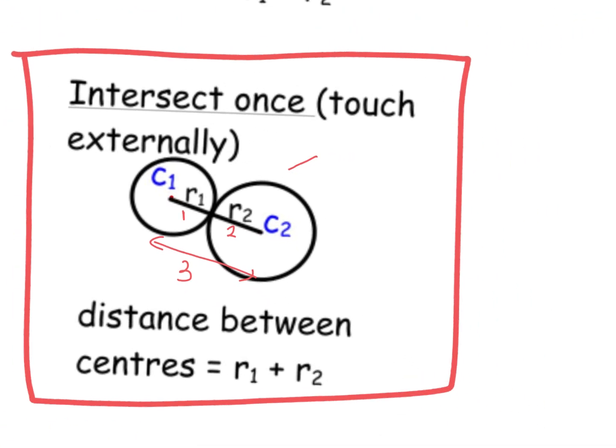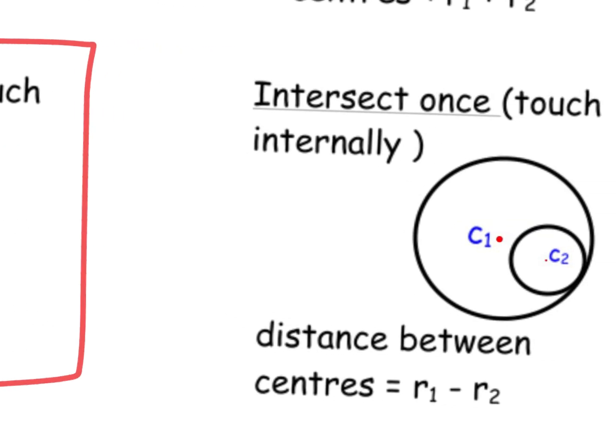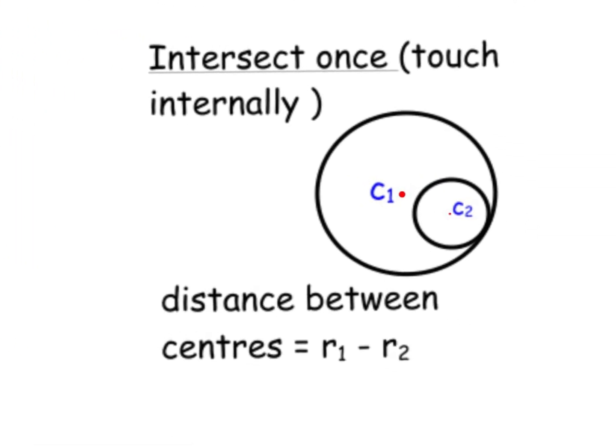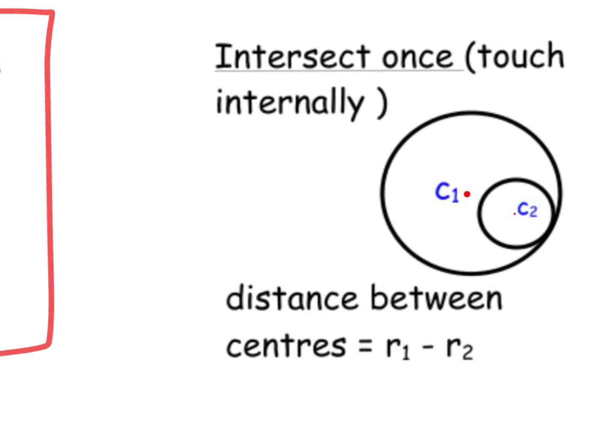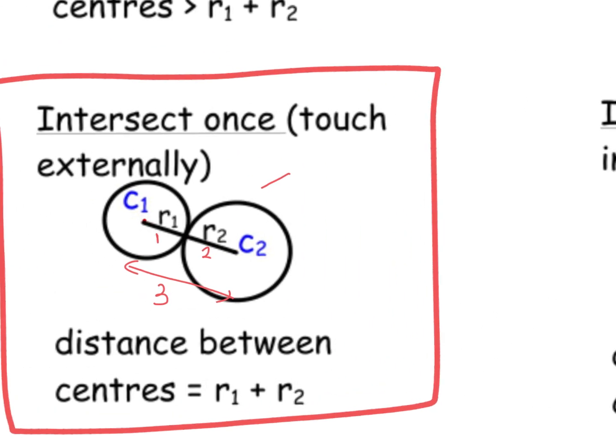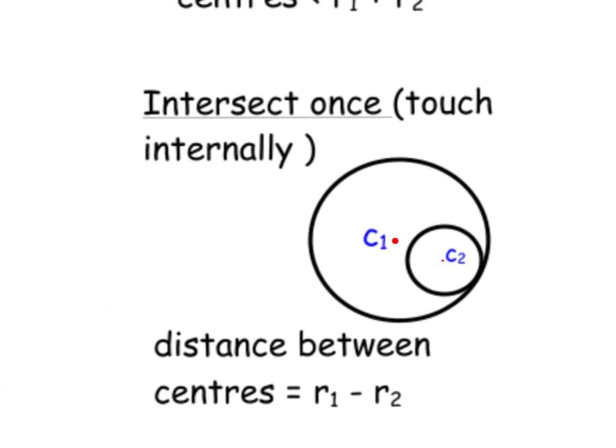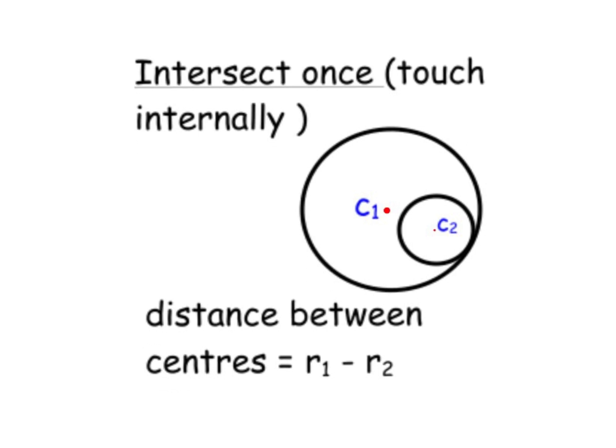But what you have to be aware of is, what about the scenario like this, when they touch internally? So what I should have said is that was touching externally, on the outside. It's like a snowman. They can also touch internally, like this picture here. And this is one that you don't always spot. You can also subtract the radiuses. This one's harder to draw.